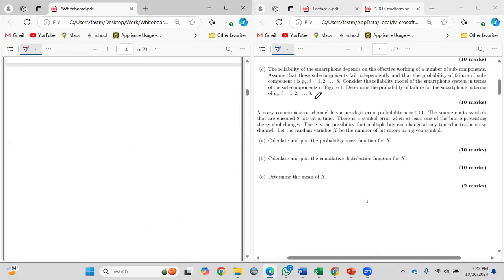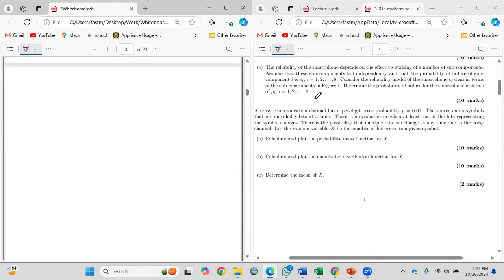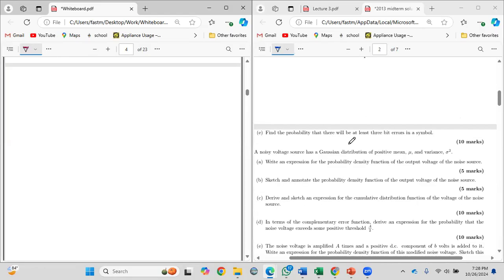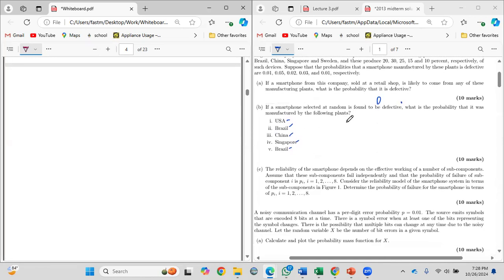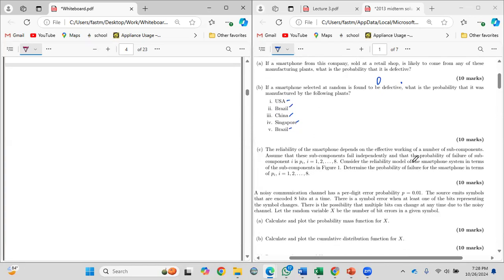So the reliability of a smartphone depends on the effective working of a number of subcomponents. Assume that these subcomponents fail independently and that the probability of failure of the subcomponent i is Pi. Consider the reliability model of the smartphone system in terms of the subcomponents in figure 1, which is this here. We'll go back down to that just now. Determine the probability of failure of the smartphone in terms of the Pi.